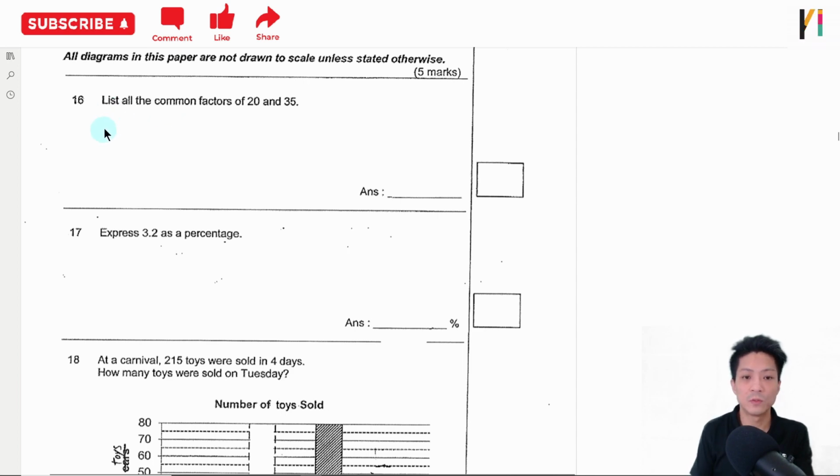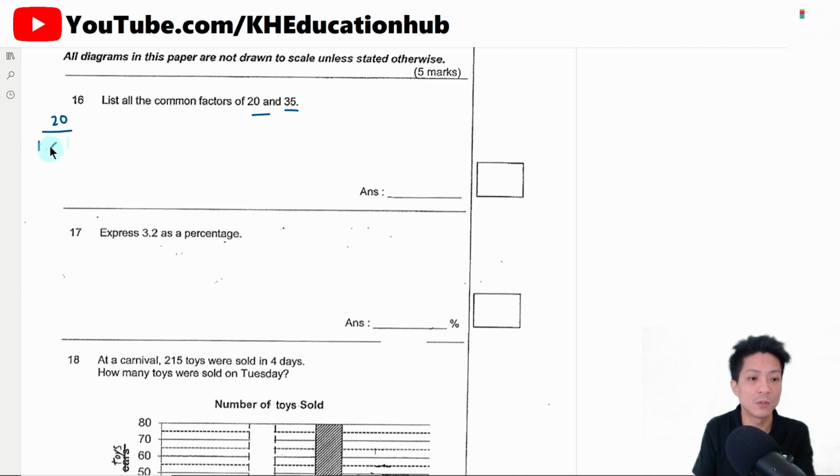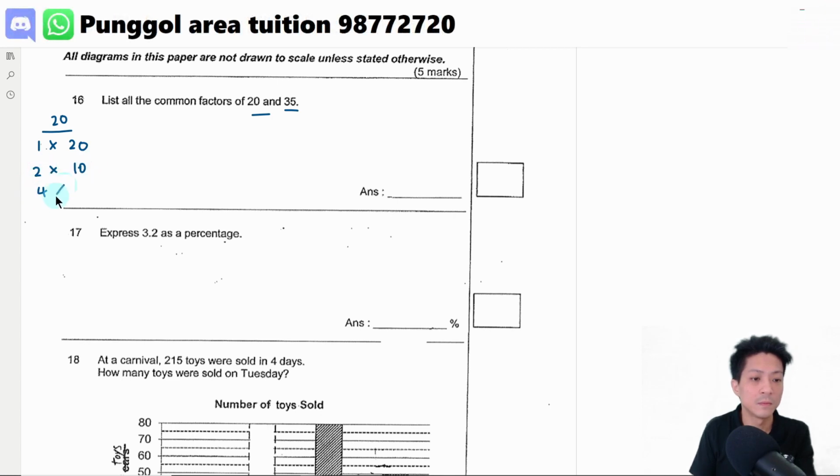Moving on to the short written section of paper 1, question 16. List all the common factors of 20 and 35. If you remember, the first thing that you need to do is list down all the factors of 20. We're gonna do it like this: 1 times 20, 2 times 10, 4 times 5, and I don't think there is any more.